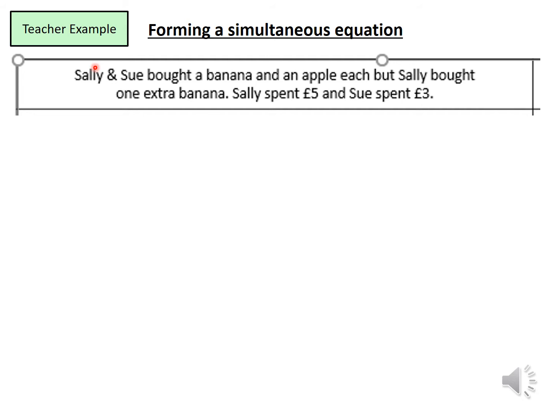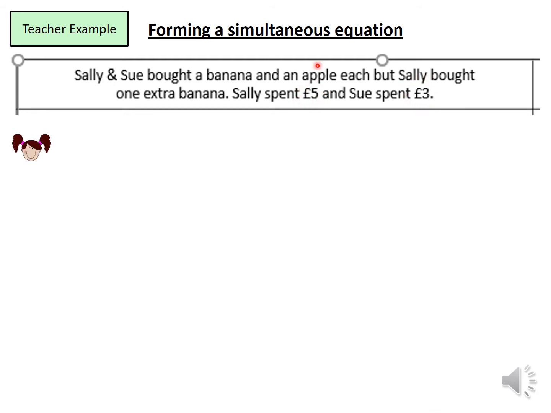Now first example. Sally and Sue bought a banana and an apple each, but Sally bought one extra banana. Sally spent £5 and Sue spent £3. Our two variables here are banana and apple. Those are the two that we don't know how much they cost. We don't know what they're worth, but we know in total Sally spent £5 and Sue spent £3.